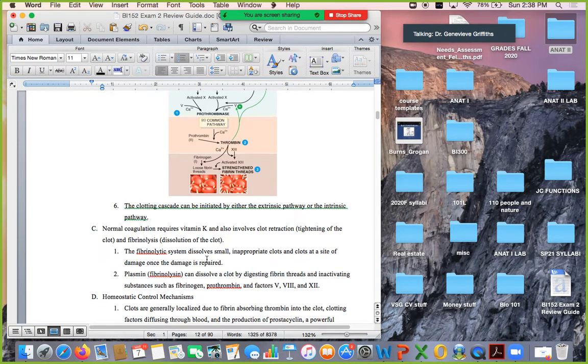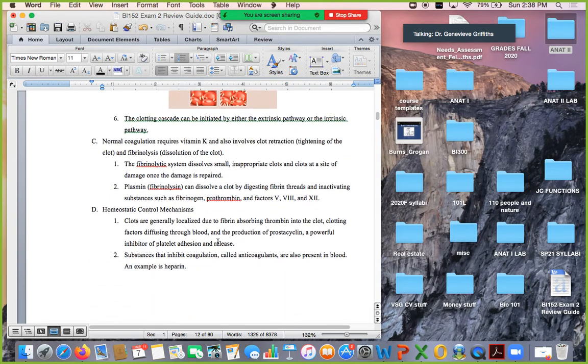So the fibrinolytic system is going to take inappropriate clots, or clots that are no longer needed, once the damage is repaired, right, and then break it down. And we can do that by fibrinolysin, which is found in the plasma, or it's called plasmin, and it's going to dissolve the clot by breaking down the fibrin threads and inactivating some of the other substances like factors 5, 7, and 8, which are known to be involved in the clotting pathway, right?